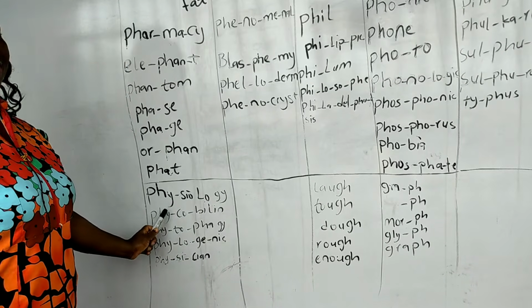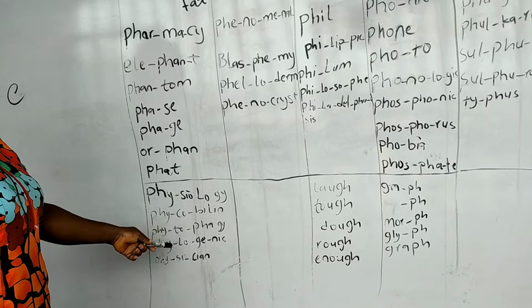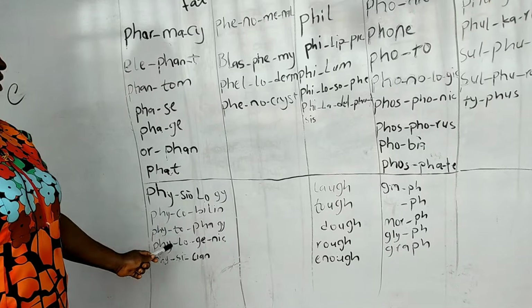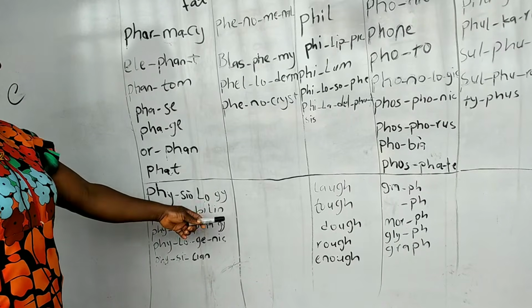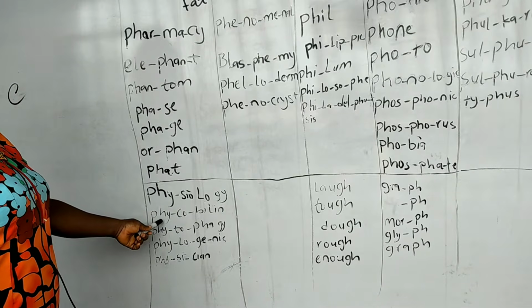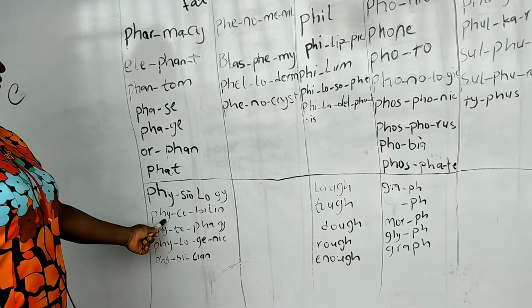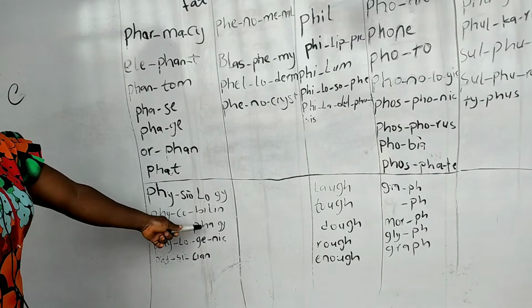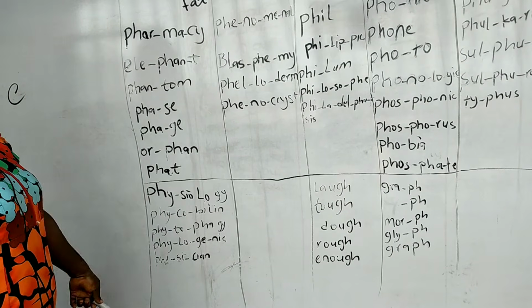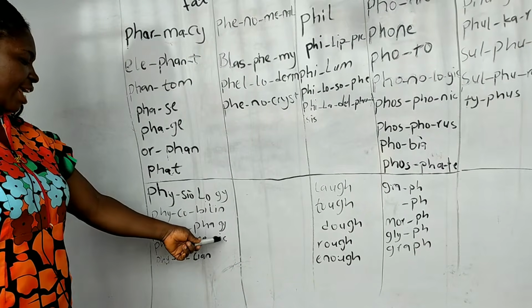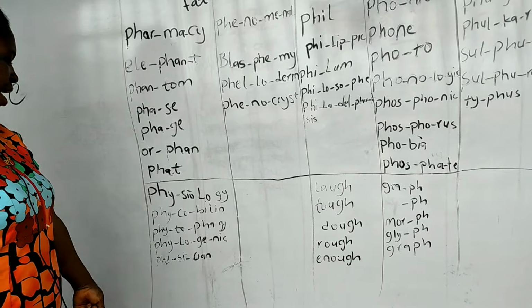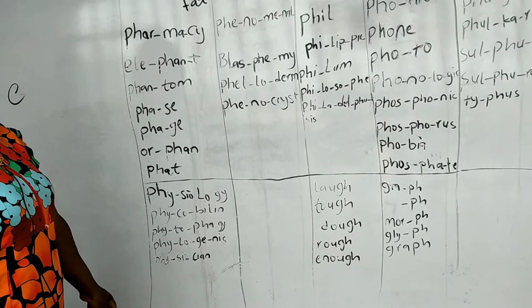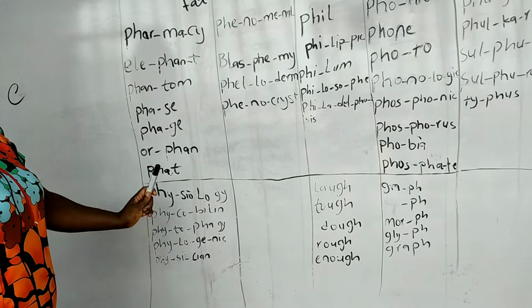Right here we have the PHY, and this usually sounds phi. Now we have words like physiology, phycobilin, phytophage, phylogenic, physician. So this PHY usually sounds phi.